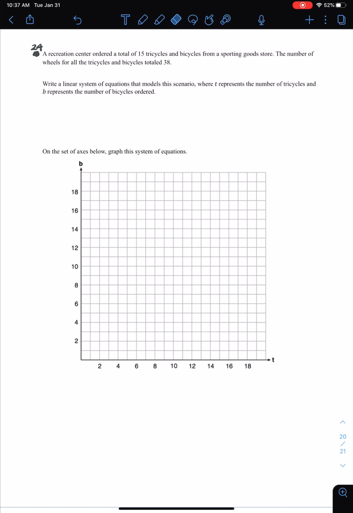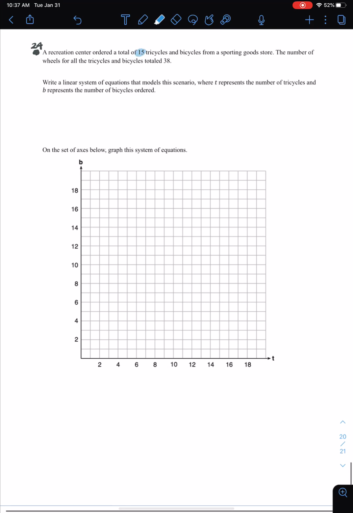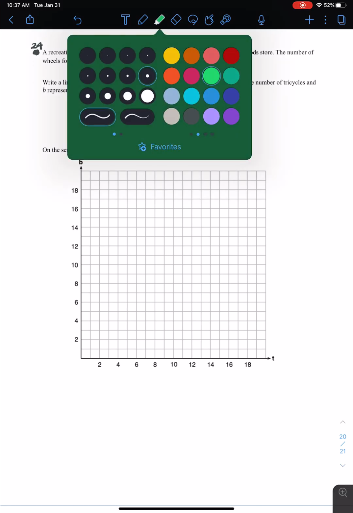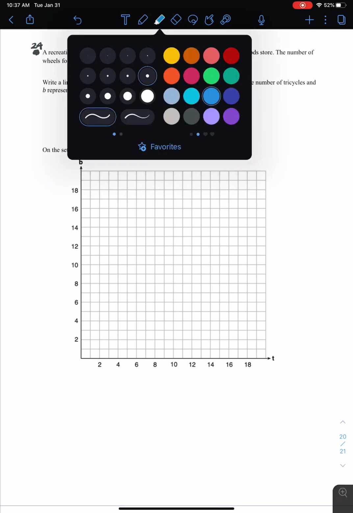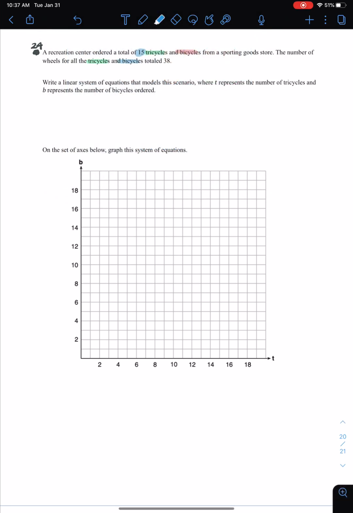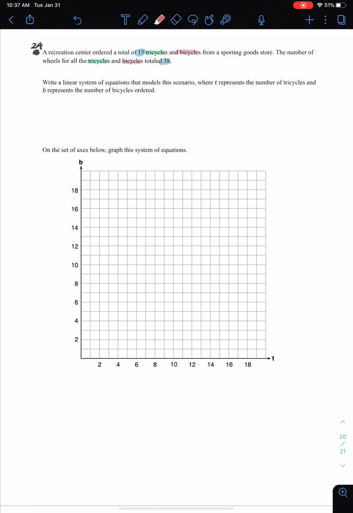A recreation center ordered a total of 15 tricycles and bicycles. So hang on. They ordered 15 tricycles and bicycles from a sporting goods store. The number of wheels for the tricycles and the bicycles totaled 38. Okay, so we need to create a system.